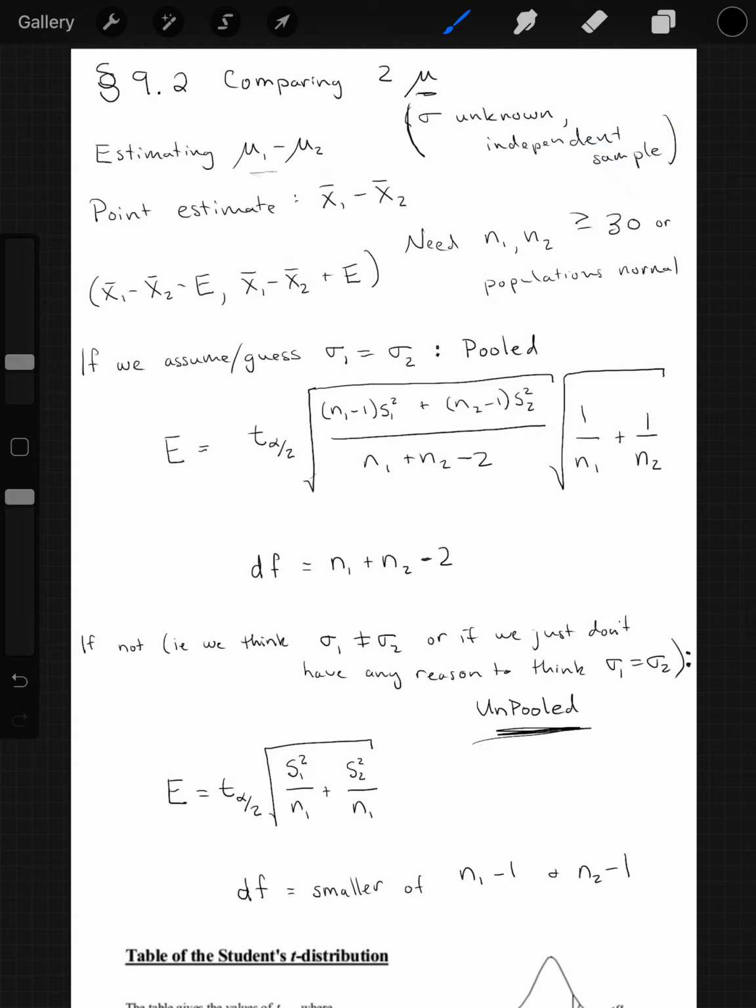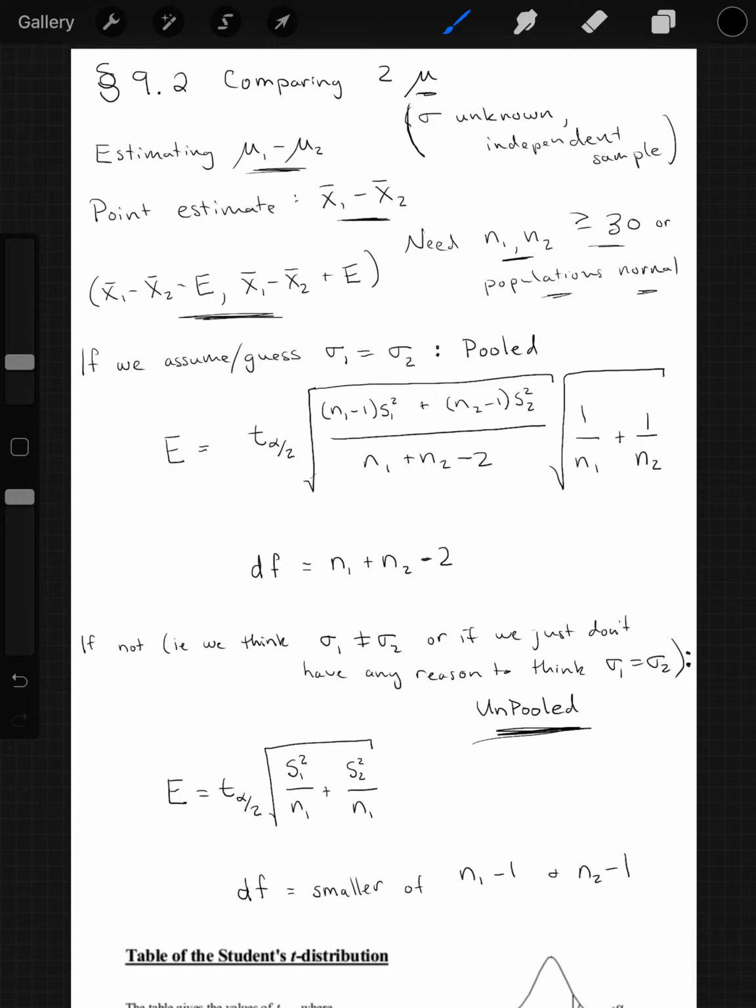So we're going to be estimating the difference between the 2 means, same as we were last section. Our point estimate is going to be the difference of the 2 sample means, same as it was last section. Our confidence interval is going to be our point estimate minus E and our point estimate plus E, which is the same it's been since section 8.1. And we're also going to need both sample sizes to be bigger than 30 or both populations to be normal, right? And that's the same as last time as well.